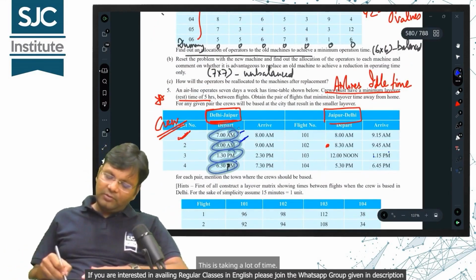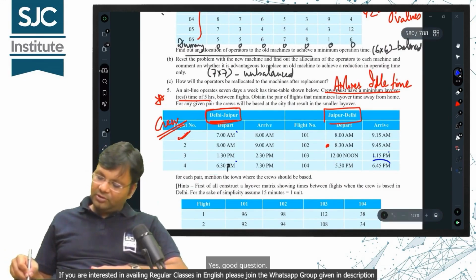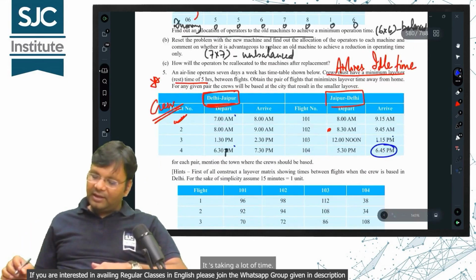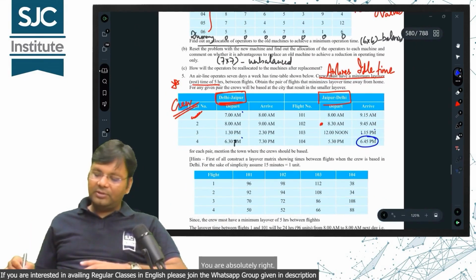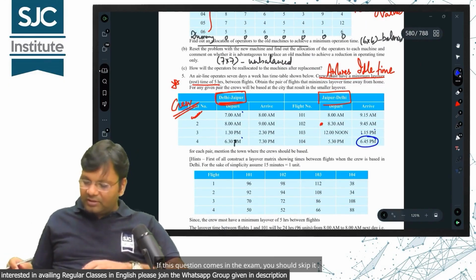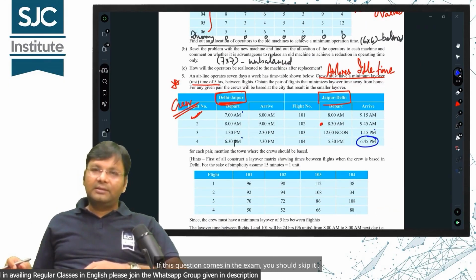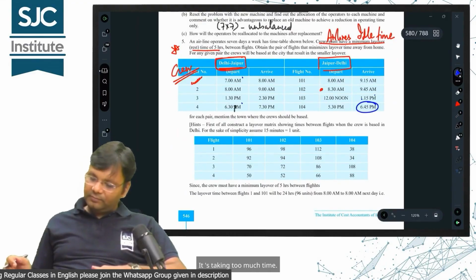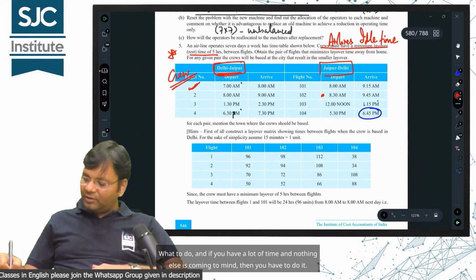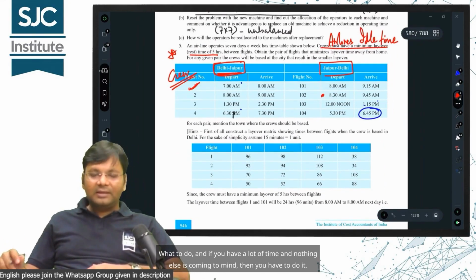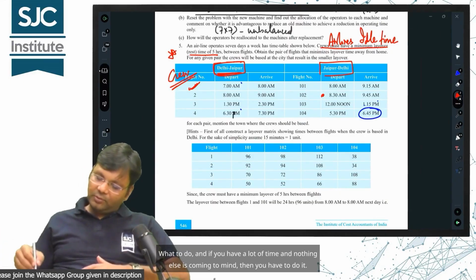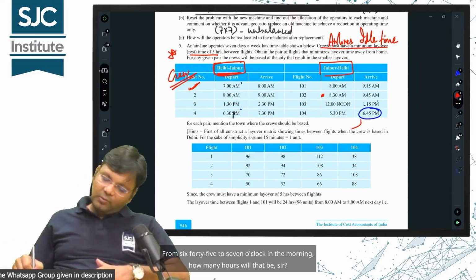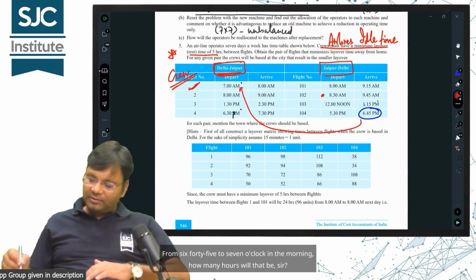This is taking a lot of time. Yes, good question. It's taking a lot of time. You are absolutely right. If this question comes in the exam, you should skip it. It's taking too much time. What to do? And if you have a lot of time and nothing else is coming to mind, then you have to do it. From 6:45 to 7 o'clock in the morning, how many hours will that be, sir?